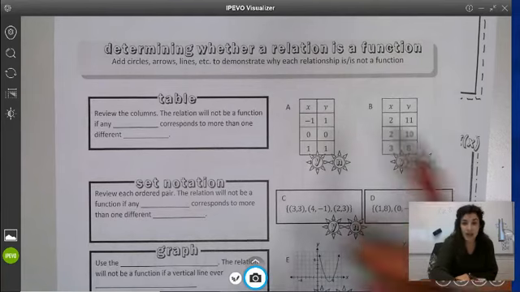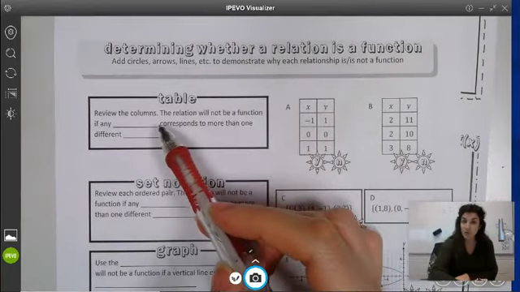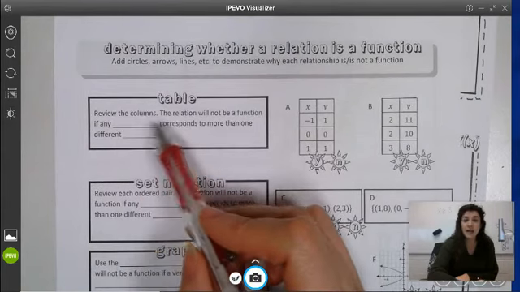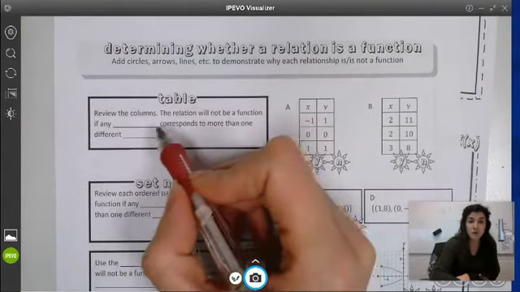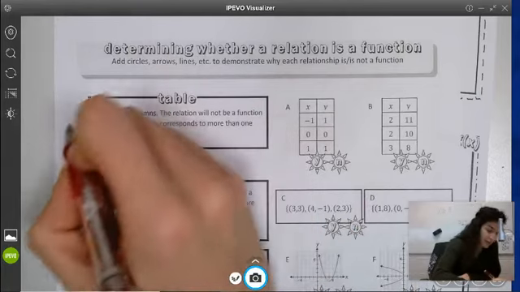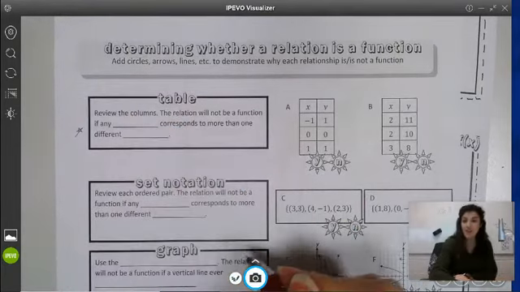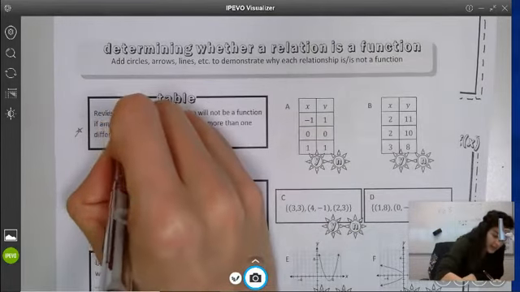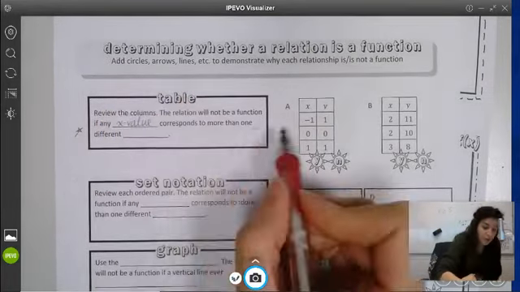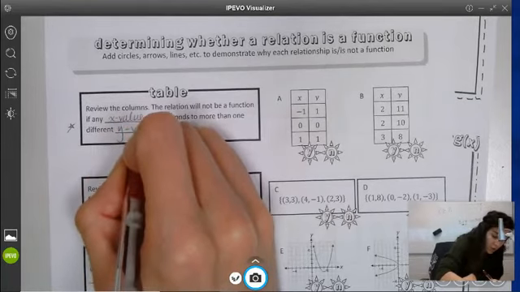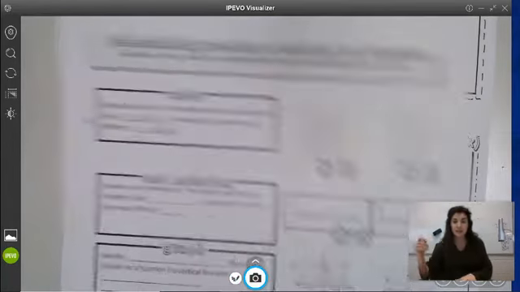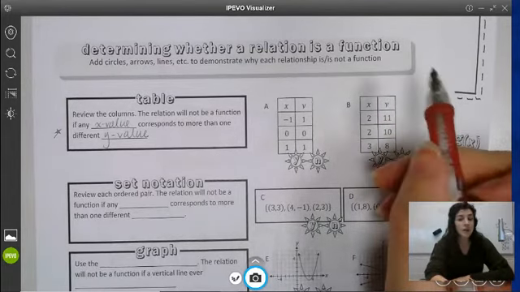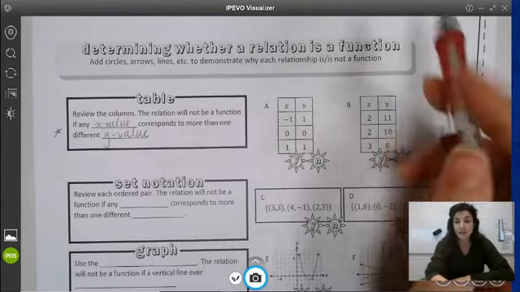If we have a table, as you can see over here with A and B, you want to review the columns. The relation will not be a function if any x value corresponds to more than one different y value. Referring back to our previous notes, this is the idea: if you have an x value go to 2 different y values, it's no bueno. It's not a function.